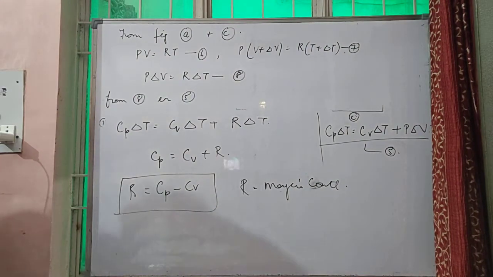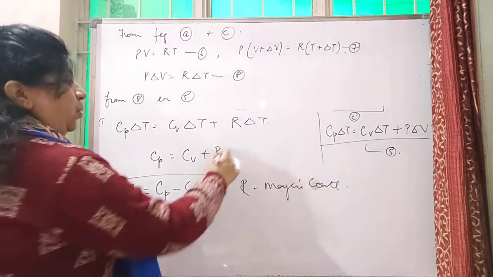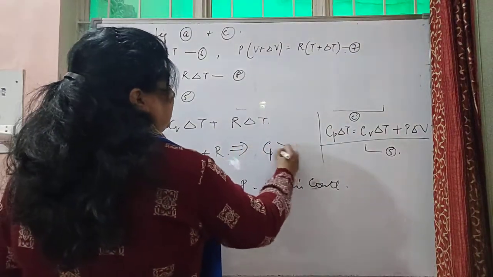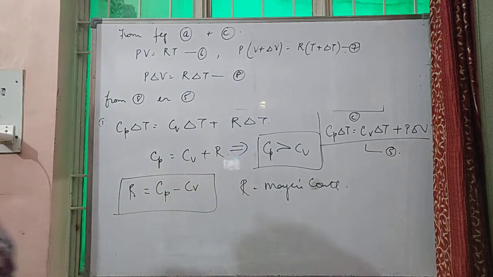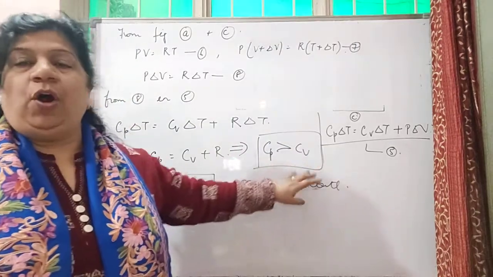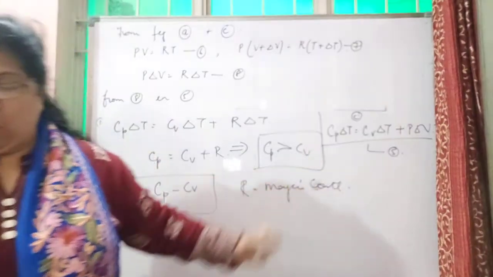Okay, so in that case, because Cp is equal to Cv plus R, which implies that Cp is greater than Cv. So the molar specific heat capacity of gas at constant pressure, which will always be greater than the molar heat capacity of gas at constant volume.